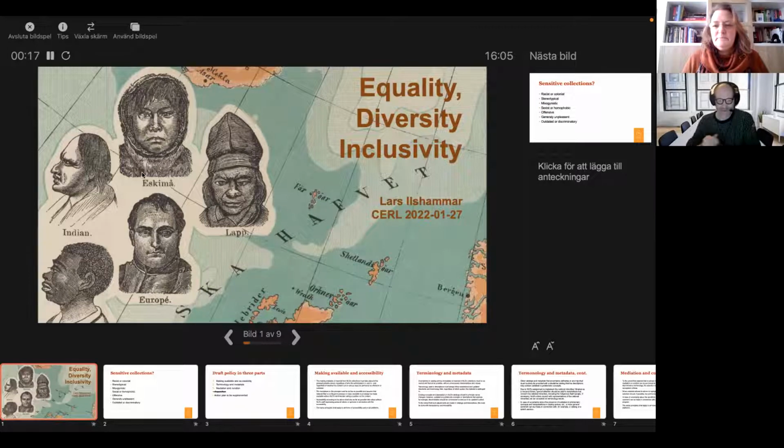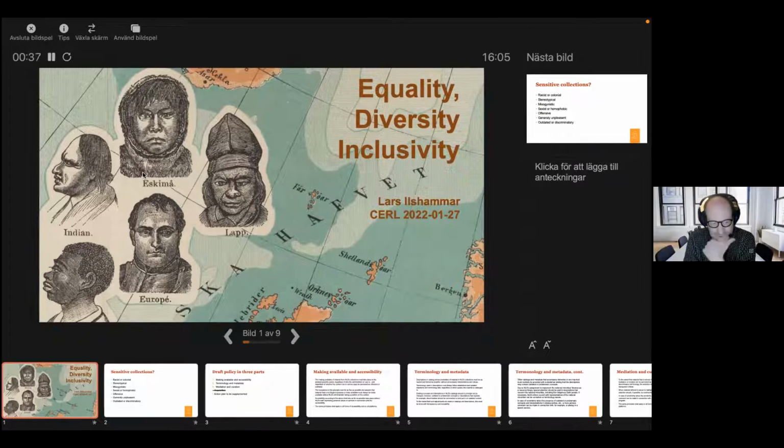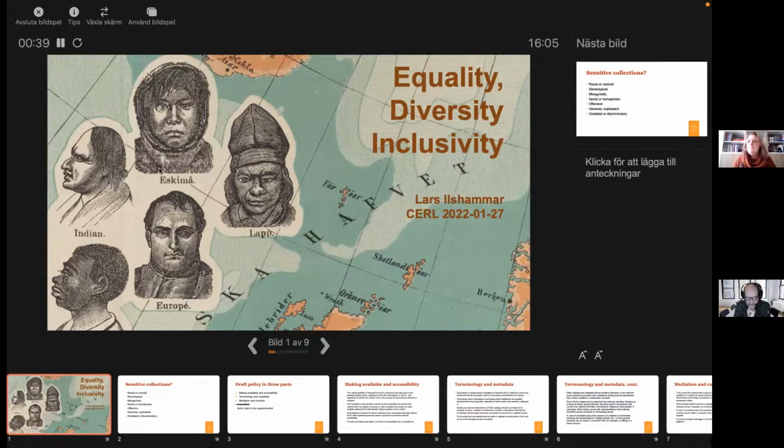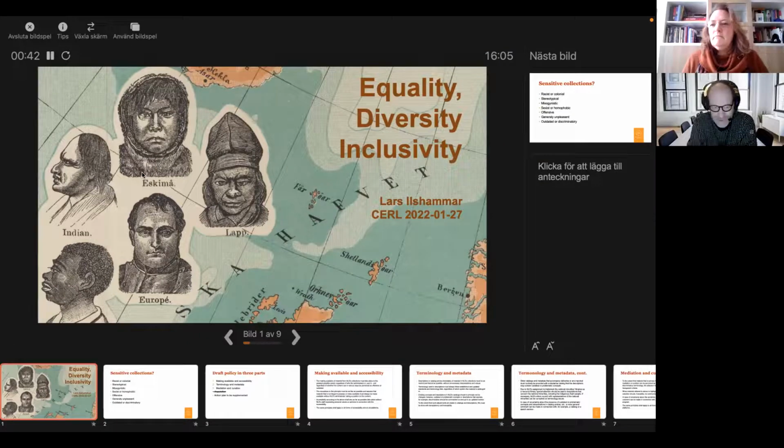Yes. What you see here is a small part of a school map, actually, from the early 20th century. And it's the picture, or the 5 pictures of the 5 human races as they were regarded at that time. And you can specifically see that the European man in the center is represented by Napoleon Bonaparte himself, which is rather odd, actually. I think this is a rather typical example of what we would regard as sensitive collections.